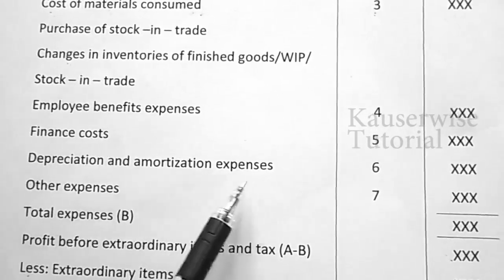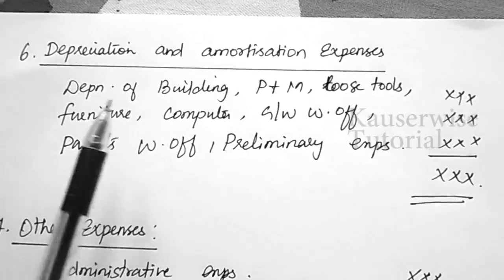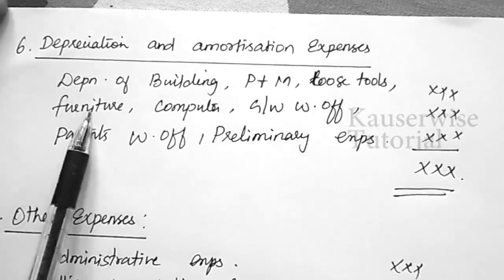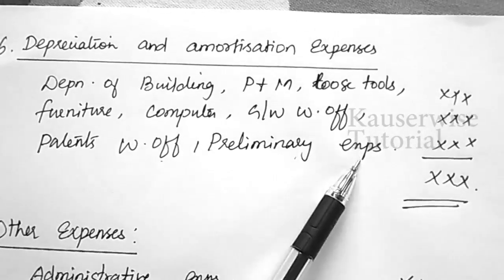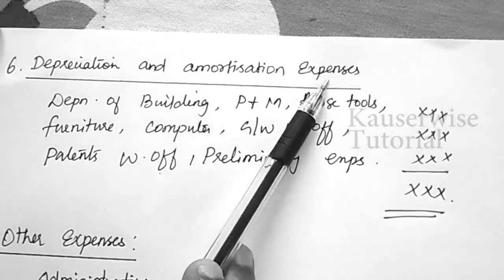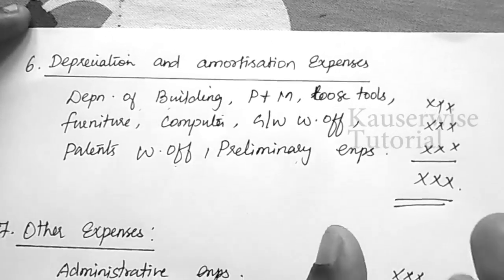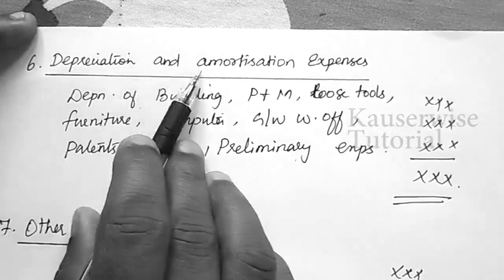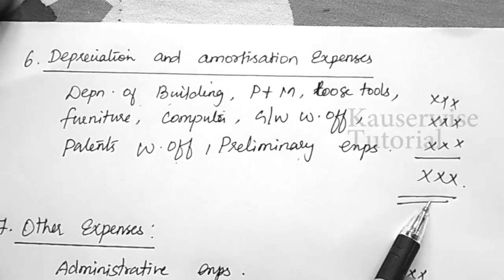So depreciation and amortization. See, working note number 6, depreciation and amortization expenses. That is depreciation on building, depreciation on plant and machinery, loose tools, furniture, computer, goodwill written off, patents written off, preliminary expense written off. So these are the expenses which come under depreciation and amortization. The depreciation is calculated under the asset, and after calculating the depreciation, the amount of depreciation alone will be recorded here under depreciation and amortization expense. The total amount will be recorded under statement of profit and loss.